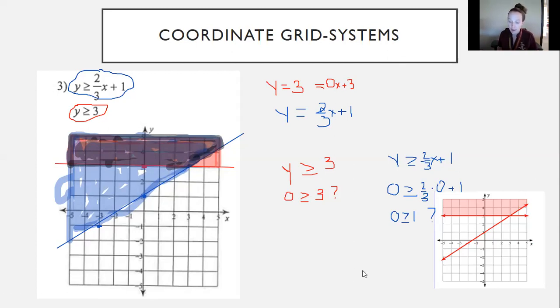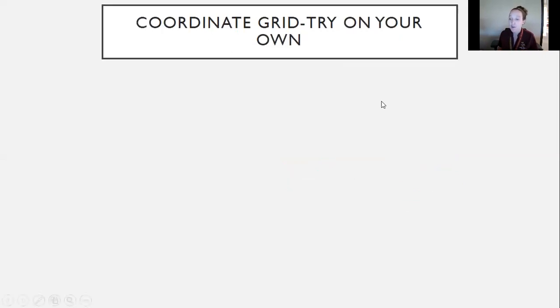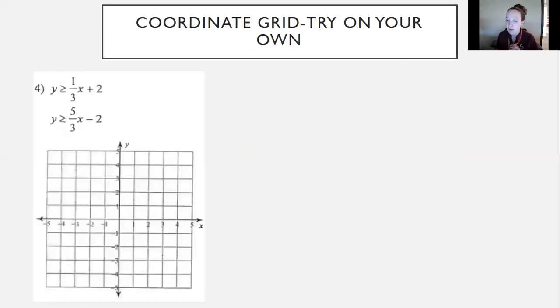Okay, you guys definitely know by now where we're headed with this. You get to try one on your own. Please stop the video here and try number 4. You have two equations, graph them, find the solution, the area for each one. Use colored pencils if you have to and find where those colors blend. Okay, good luck. All right, welcome back.